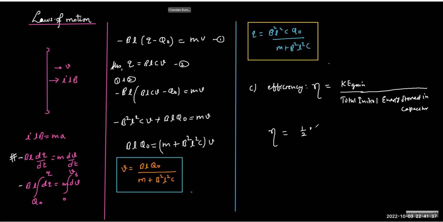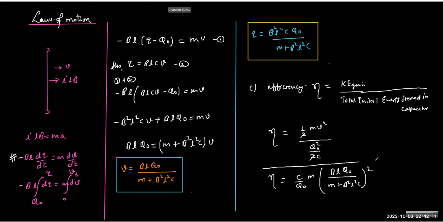So the answer will be half mv square upon the total energy stored, which is q naught square by 2C. So eta turns out to be C by q naught square into m into v square. But v itself is BL times something. So efficiency is a function of m, right? We have m there and m here.